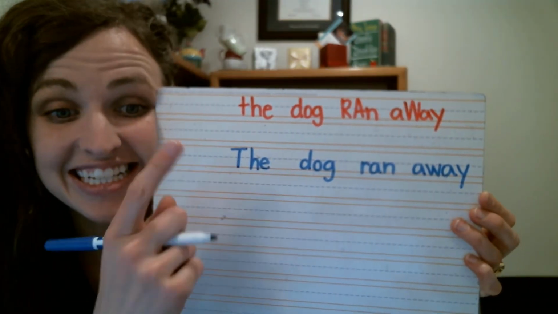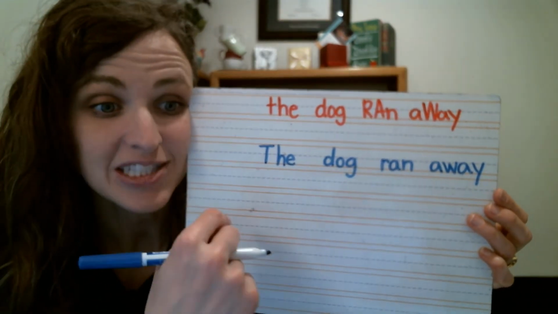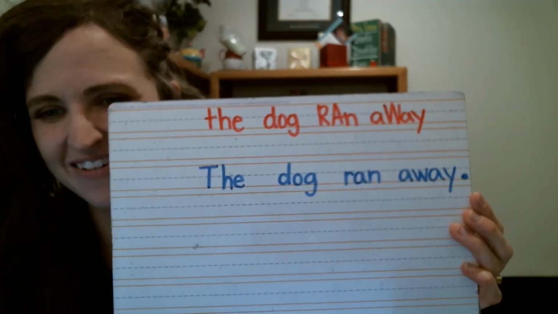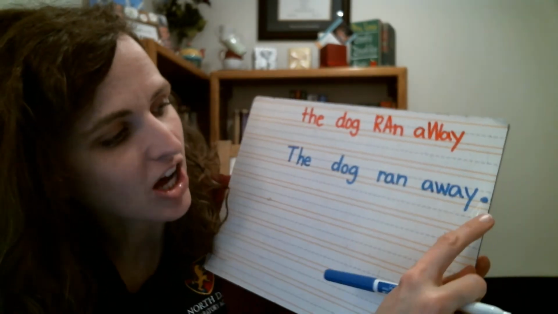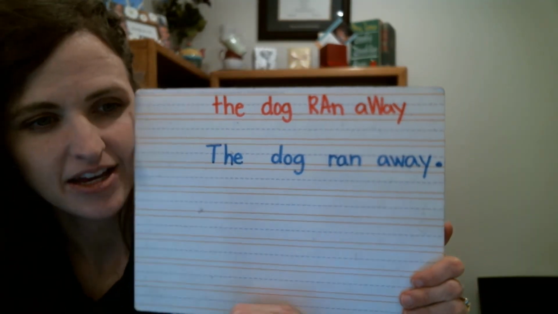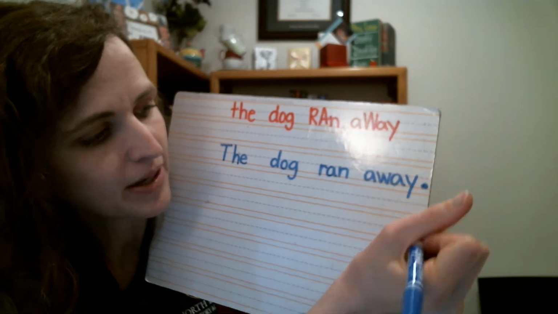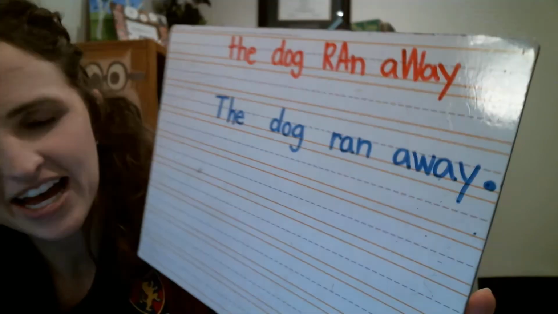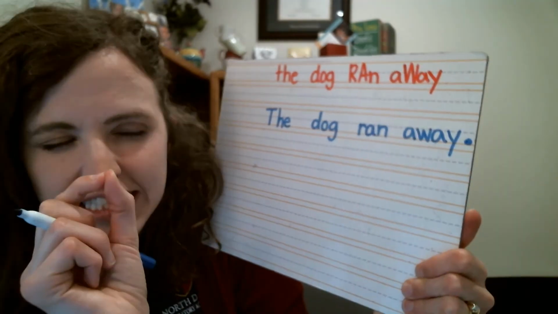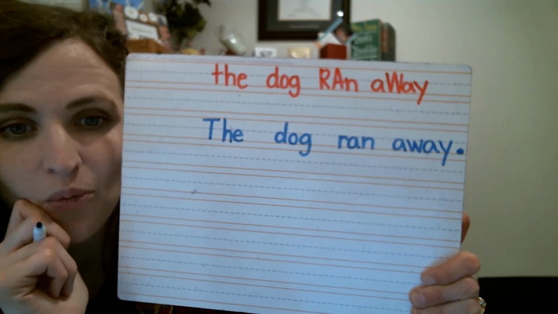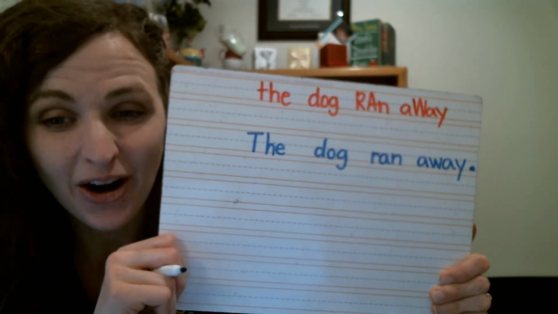Every sentence starts with a capital and ends with a period. There we go. The period should be a dot right down on the line. I like to make it big enough that you can see it. So sometimes when we just do a little dot period, that's fine, but it's hard to see, right? You can hardly see that. That's why I made mine just a tiny bit bigger just so you could see it. The dog ran away. That is perfect.